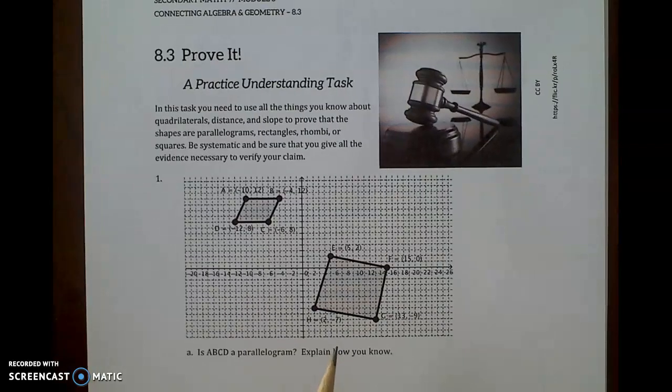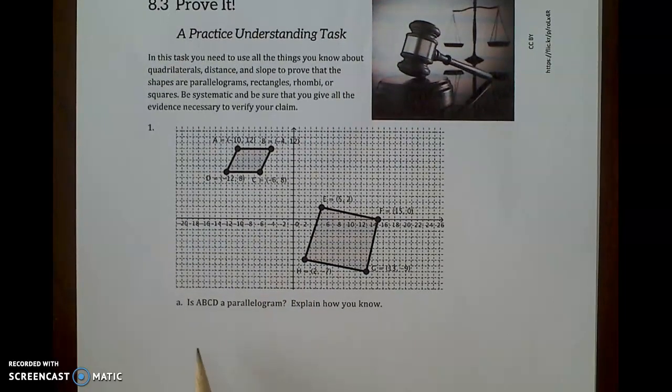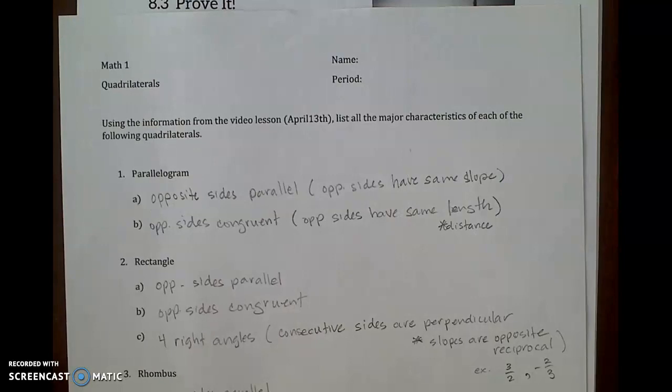Alright, so we are given these two graphed quadrilaterals, and part A is asking us to look specifically at ABCD, which is this quadrilateral right here, and asking us, is quadrilateral ABCD a parallelogram? Again, we're looking at it and it sure looks like a parallelogram. However, what we need to be able to do is prove it algebraically. So again, this is where these notes are going to come in handy.